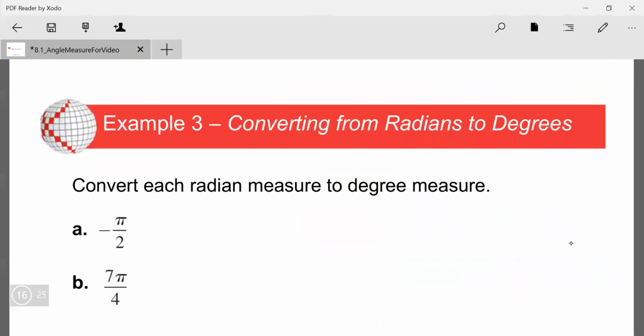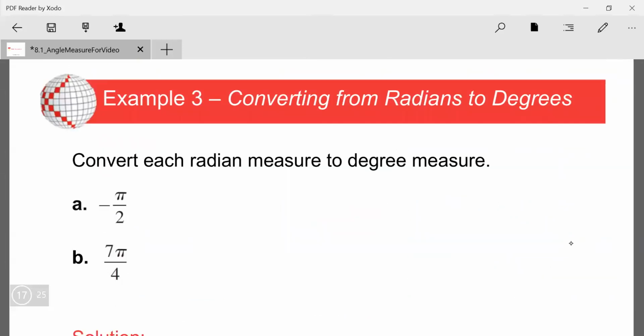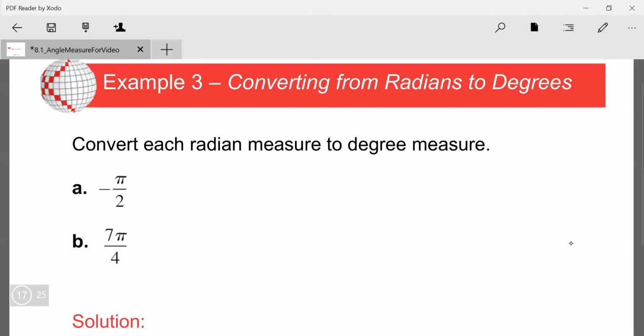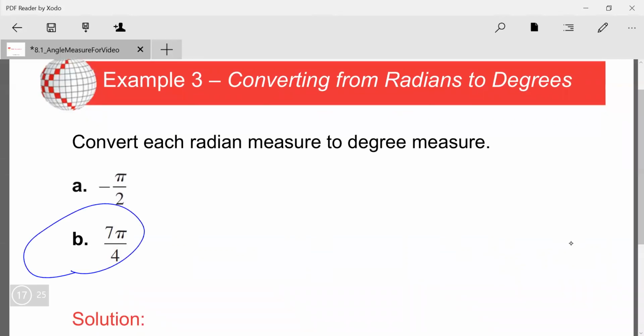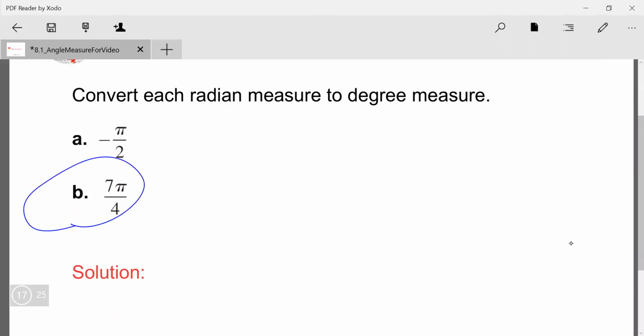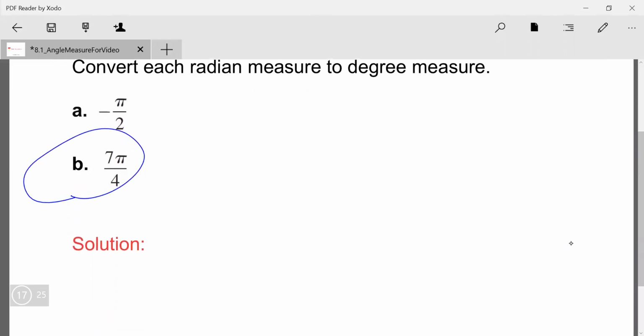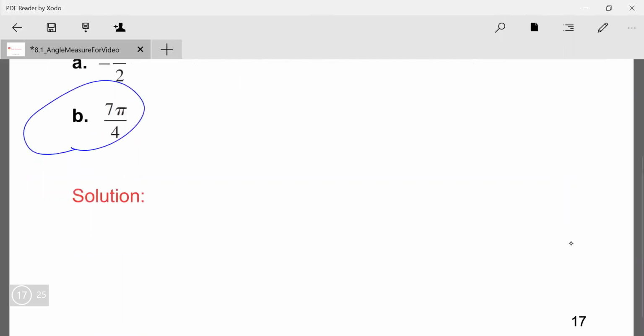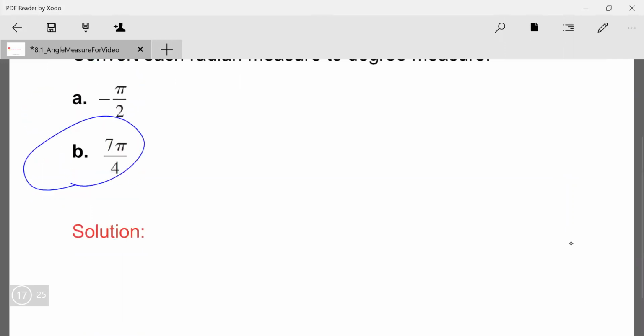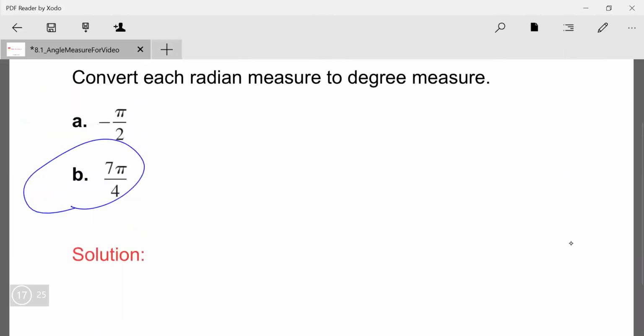Now let's do another example where we convert a radian angle into a degree measure. That's part B. For part A, the answer is actually here, but let's just do part B. Actually, I'm going to write the answer here. This is negative 90 degrees.